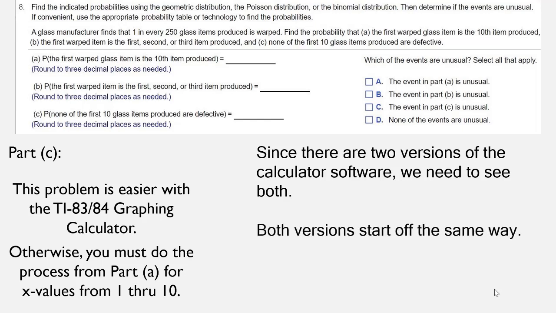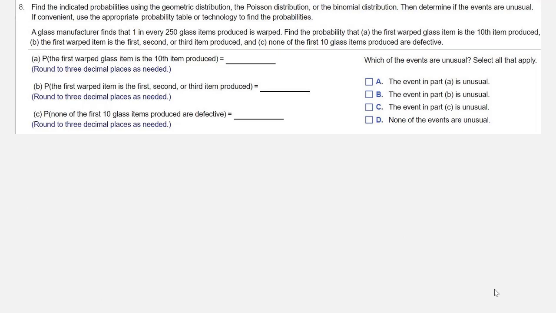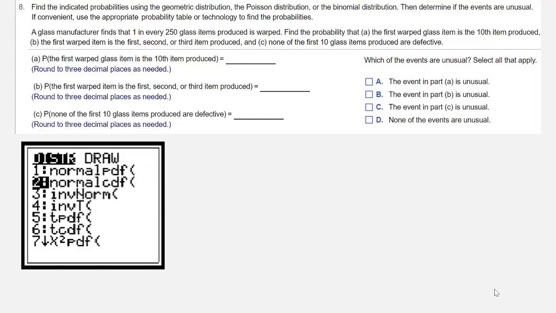They do both start off the same way though. So you're going to press the second function button, which is in the upper left-hand corner of your calculator, and then you're going to press the vars button, which is near the directional keypad on the upper right. So it's down diagonally from that directional keypad. Once you do that, you're taken to the distributions screen.